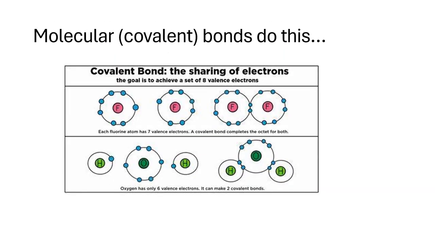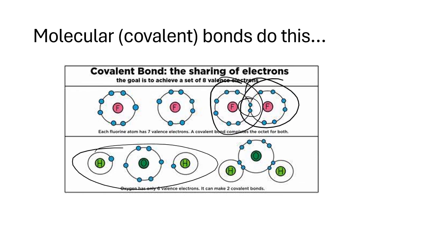Molecular bonds share electrons to fulfill their octet. Ionic bonds do not. There's a transfer of an electron. Molecular bonds, or covalent bonds, are things to the right of the staircase on the periodic table. Look at how fluorine shares 2 electrons, and if you count the outside, there's 8.